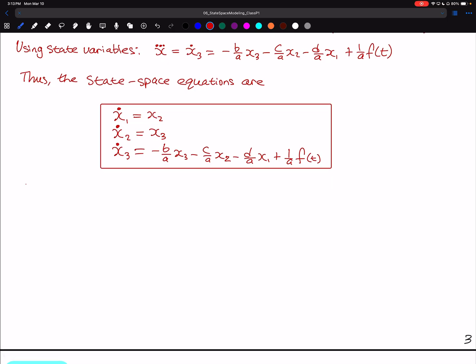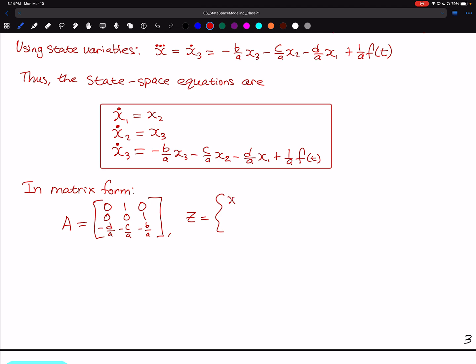Okay. And then in matrix form, we can write here our system state matrix A. This is going to be 0, 1, 0, and 0, 0, 1. And then lastly, minus d over a, minus c over a, and then minus b over a. We're going to say that z is our state vector because we already used x. We're going to say z is the vector of x1, x2, x3.